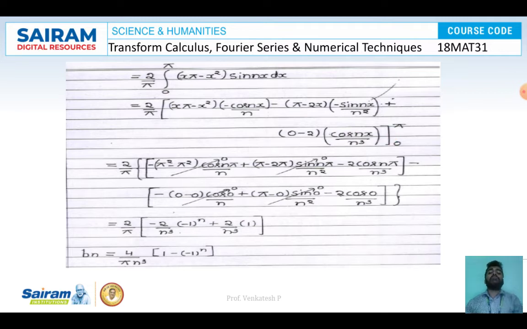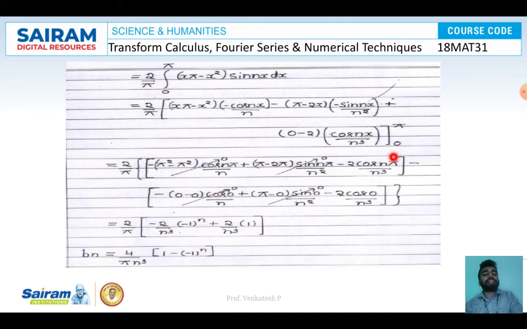So now I am going to apply the upper limit, replacing all x terms by pi. So what will I be getting? 2 by pi, minus of pi square minus pi square into cos n pi by n plus pi minus 2 pi into sin n pi by n square minus 2 cos n pi by n cube, and here 0 minus 0 into cos 0 by n plus pi minus 0 into sin 0 by n square minus 2 cos 0 by n cube. So as you know that sin n pi is 0, sin 0 also 0. So here these two terms will become 0 because both are the same. We can cancel this, so it will become 0.